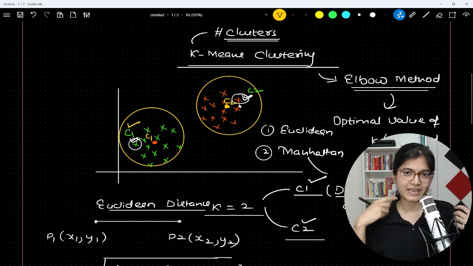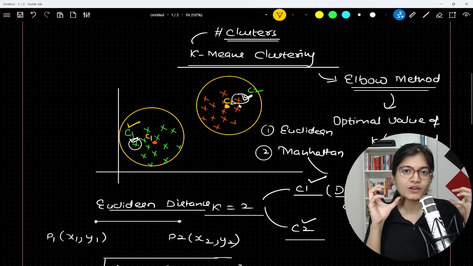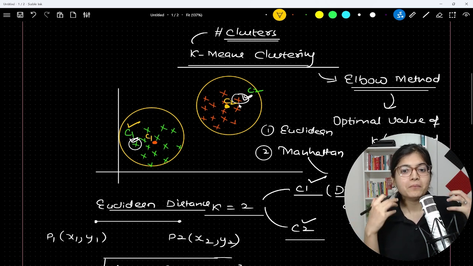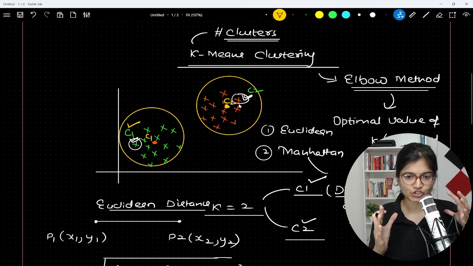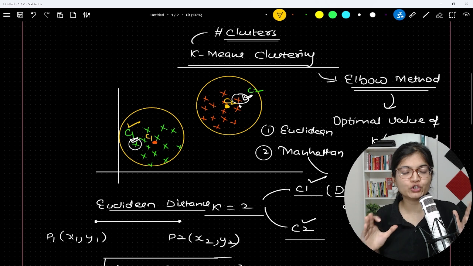Now, again, you will do the same task. So, this task will be repeated until you have stable centroids, until you have a stable value of C1 and C2. That is how this algorithm works internally, mathematically, right? In the upcoming video, I will try to demonstrate the practical illustration of this idea. As of now, I have shown you visually.